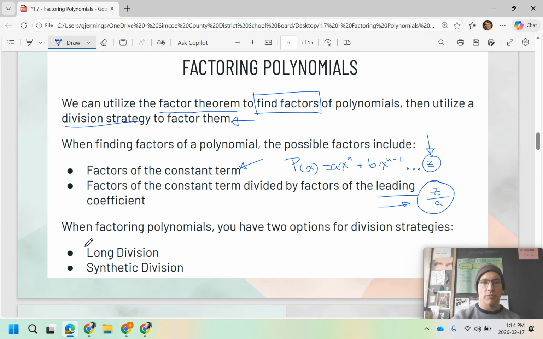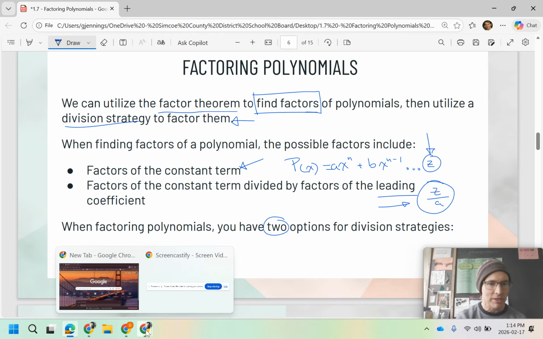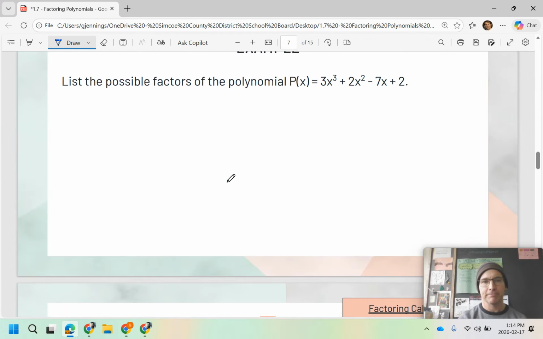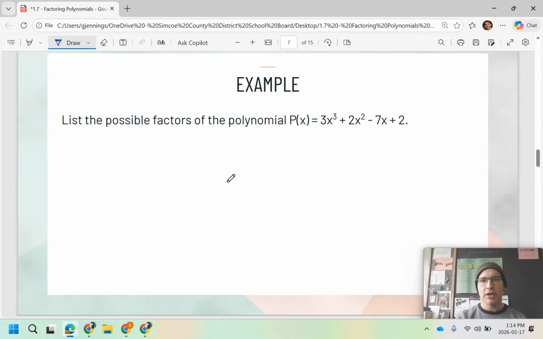So that's interesting, they say two options. We have one, but again, if you want to learn synthetic division, I'll learn alongside you. I know how to long divide. I don't know synthetic division. Synthetic division has more limits, but it's a little faster. All right.